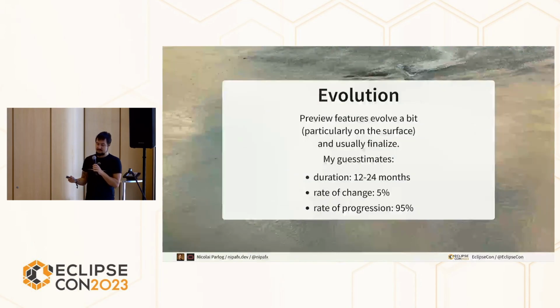Okay, so once I have a preview feature, how much does it still change? So let's say on the surface, like on some syntax details, you could actually argue it changes quite a lot, specifically compared to Java, which is otherwise extremely stable. But they do usually finalize.